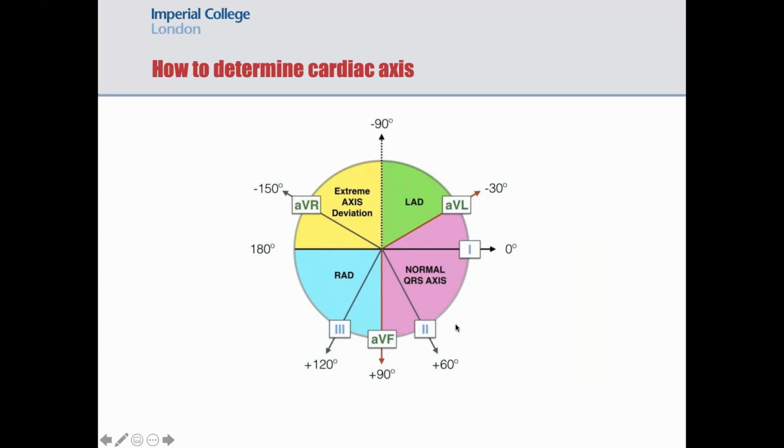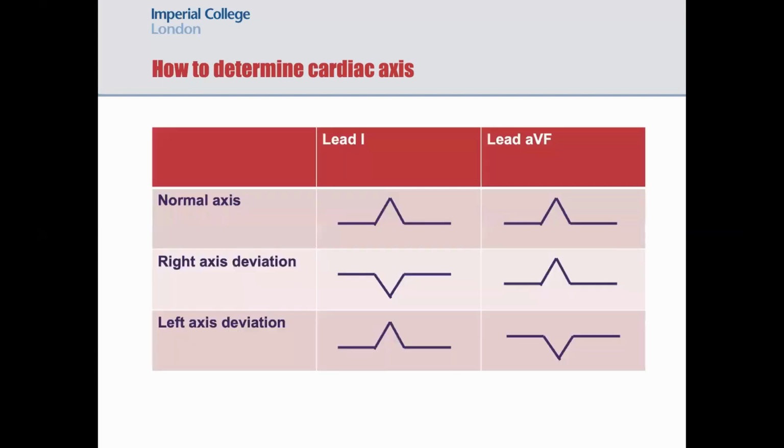I'll come back to this diagram in a bit, but I'm going to teach you a very easy way of determining the cardiac axis. It'll only take less than 5 seconds if you know this method. What you need to look at is just lead 1 and AVF. If you have normal axis, you would have a positive depolarization in both lead 1 and AVF.